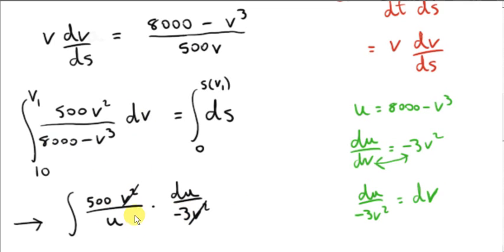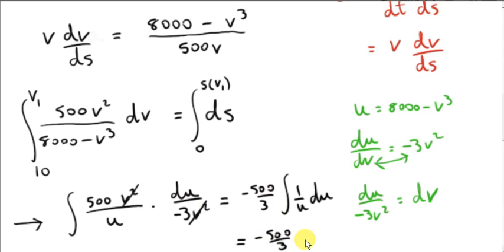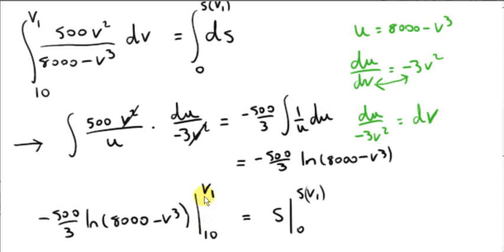These v squareds cancel as expected, so we get an integral with respect to u. So we pull out the constant factor minus 500 over 3, we get the integral of 1 over u, which is ln of u. And we can plug back in for u, we can plug back in 8000 minus v cubed. Okay, we apply our limits to this thing. We're integrating from 10 to v1. On the right hand side we're integrating 1 with respect to s. Well, that just gives us s, as we know. The upper limit is the position of the train when the speed is v1, and the lower limit is 0.